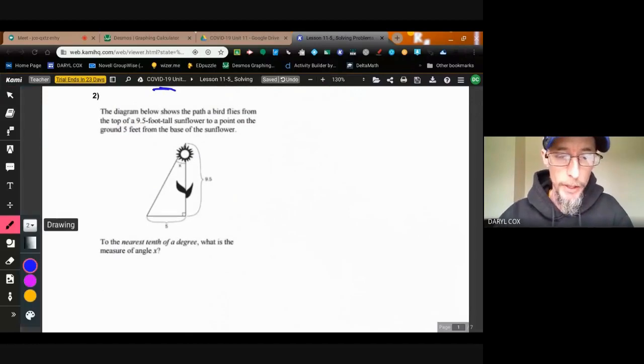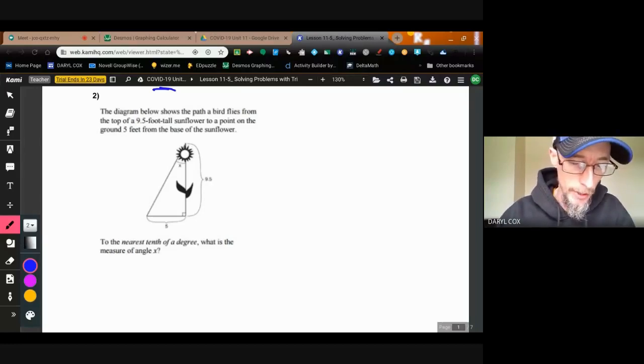Okay, so this one, diagram, let's see, get my pointer here. The diagram below shows the path a bird flies to the top of a 9.5 foot tall sunflower. So this sunflower is 9.5 feet tall. On the ground, that's 5 feet away from the base of the sunflower. So here's a point that's 5 feet away from the base, okay? To the nearest tenth of a degree, what is the angle formed by X? So again, I need to look at what sides I have. Well, with the X here, I have the adjacent side, that's the leg adjacent to X, and the opposite side.